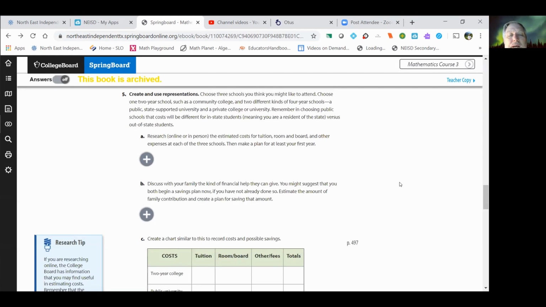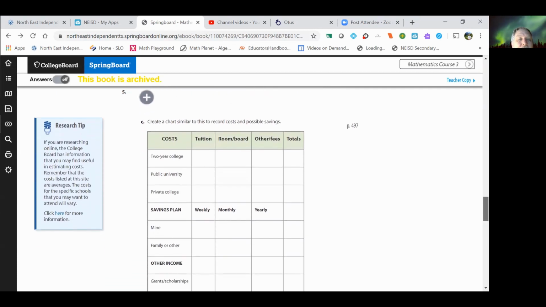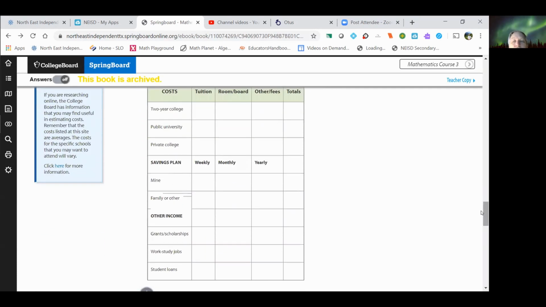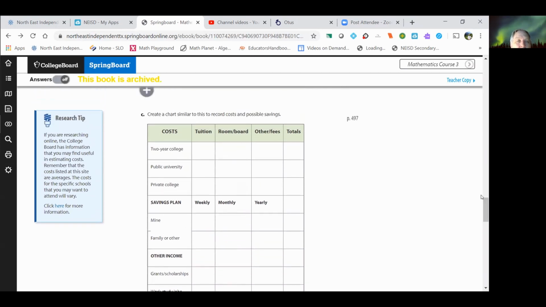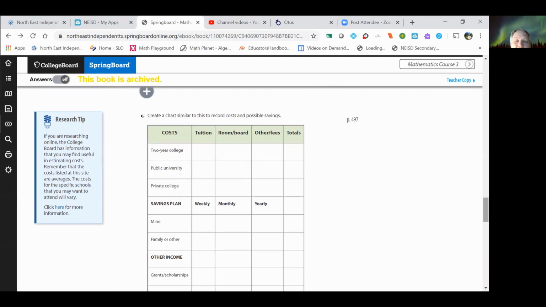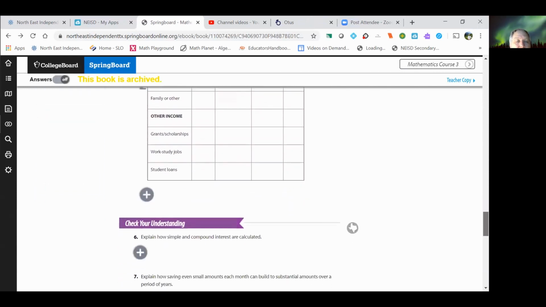Discuss with your family the kinds of financial help they can give. You might suggest that you both begin a savings plan now, if you have not already done so. Estimate the amount of family contributions and create a plan for savings for that amount. Item C, you're going to create a chart similar to the one that we have here, and record the cost and possible savings. So you can use this as an example, but it doesn't have to look exactly like this.